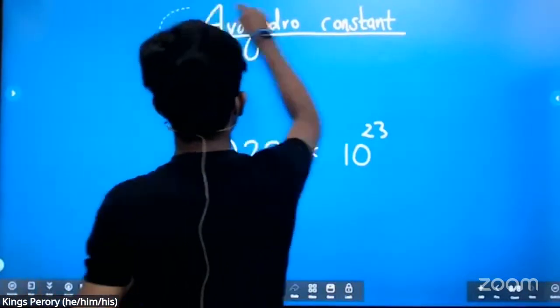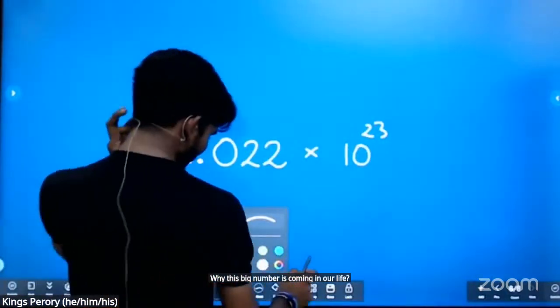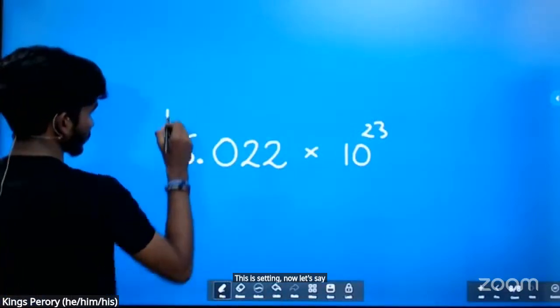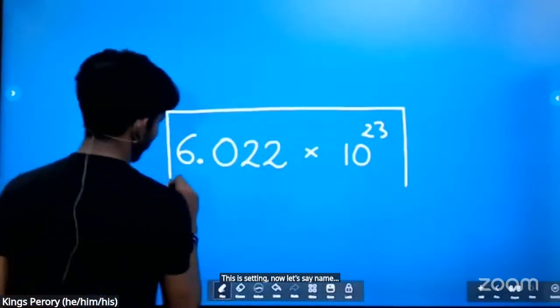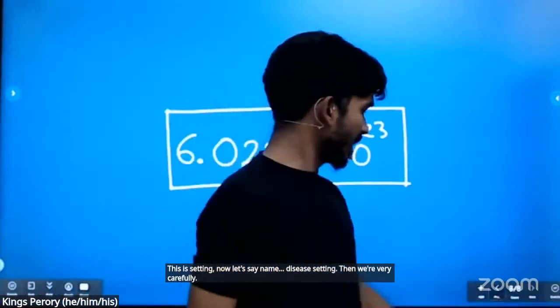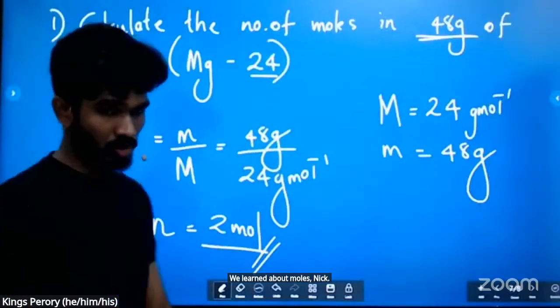Why is this big number coming in our life? This is the thing. Now listen, this is the thing. Listen very carefully. We learnt about moles: 2 moles, 1 mole, moles.